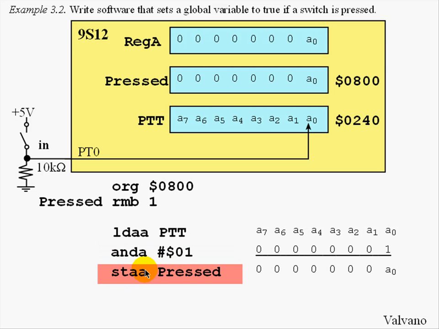So the last step is to take the value that we temporarily calculated in register A and store it into the global variable here in RAM called pressed. And we use the store instruction with extended addressing to do that.